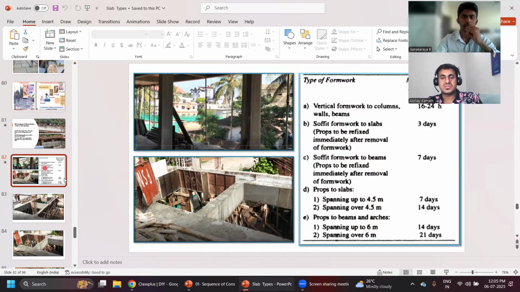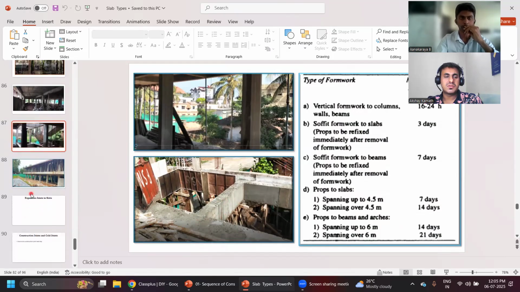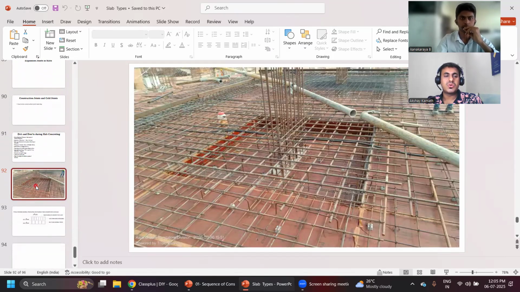Okay, nice. Deshuttering, you have an idea, no? Columns and all, when will you do the deshuttering? Sir, yes. When will you do column deshuttering? After 24 hours, sir. Then beams and all? For beams, vertical shuttering should be removed after 24 hours. For the plinth beam, sorry, sir.